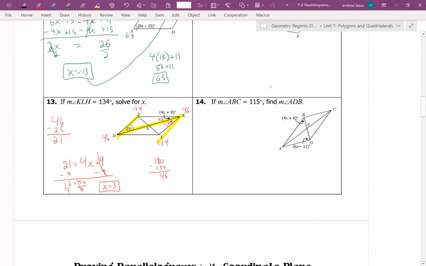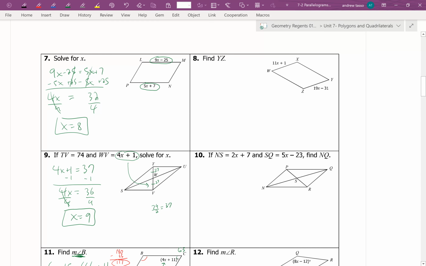All right. Now it's your turn to try the problems along the right-hand side.